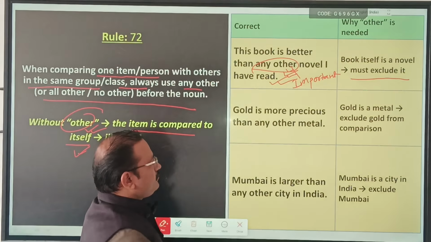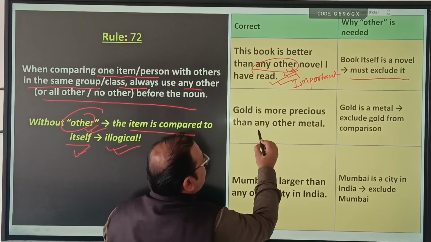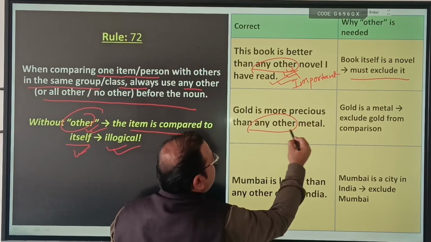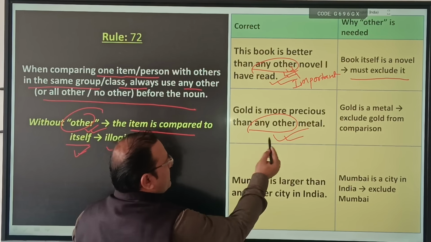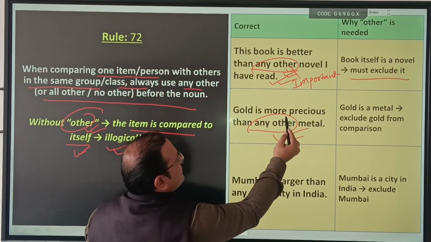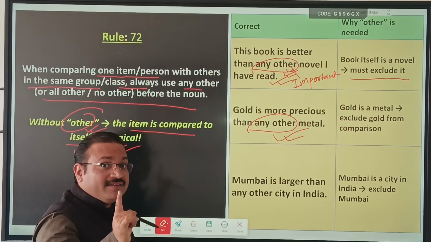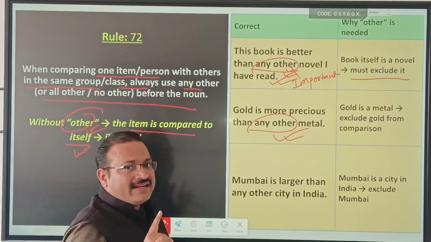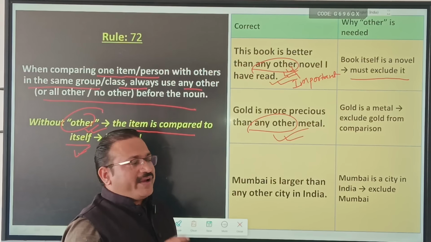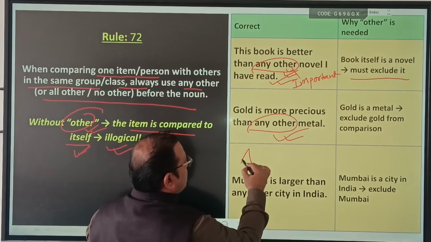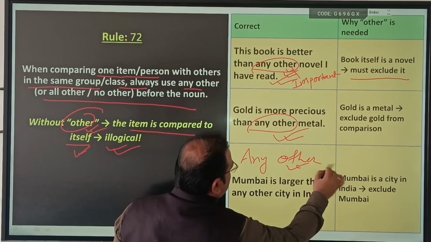That's it. Gold is more precious than any other metal. Correct. In the exam, what they will give you is "gold is more precious than any metal." Other will not be there, and that is the error you have to spot. So any will always be with what? Any other. Remember.